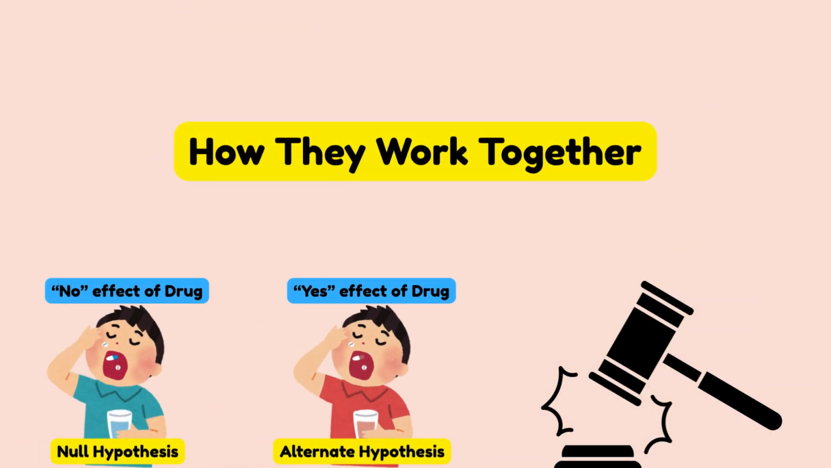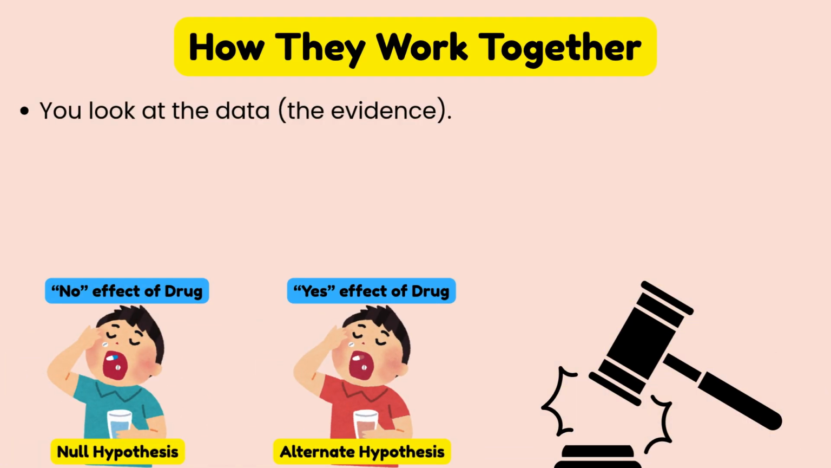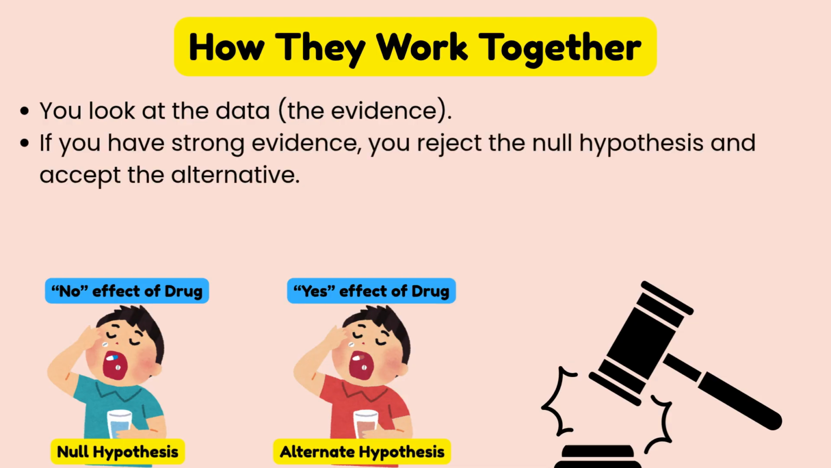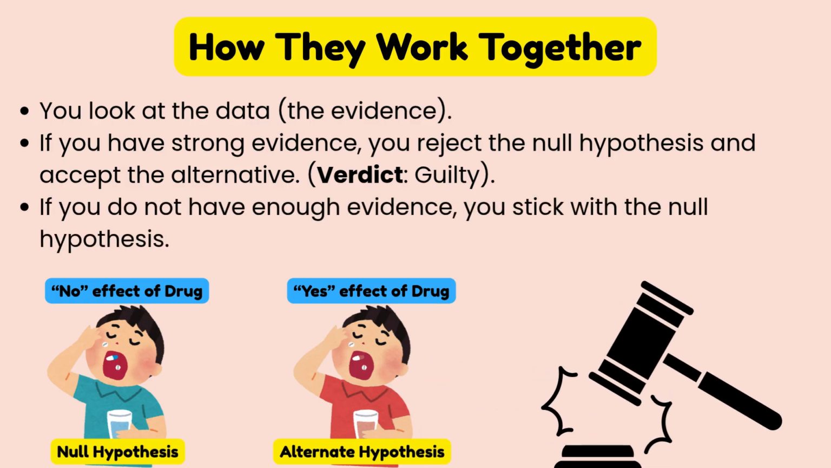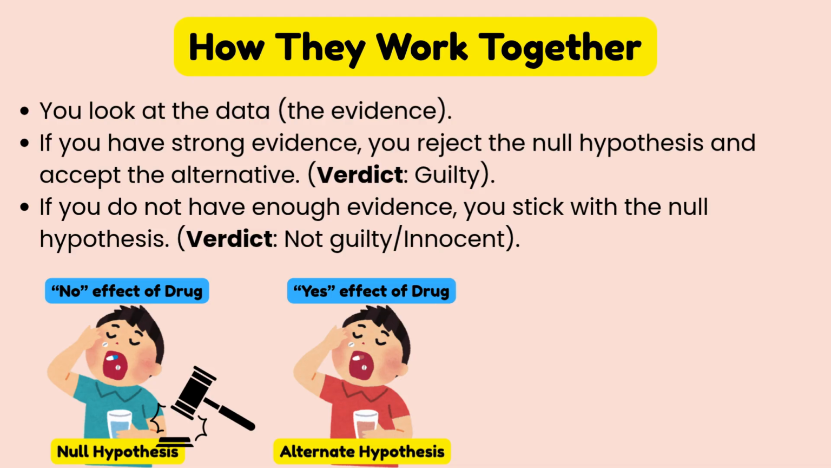How do they work together? You look at the data, the evidence. If you have strong evidence, you reject the null hypothesis and accept the alternative. So the verdict will be guilty. If you do not have enough evidence, you stick with the null hypothesis. Then the verdict is not guilty, but innocent.